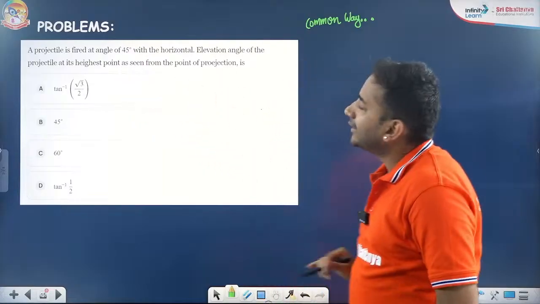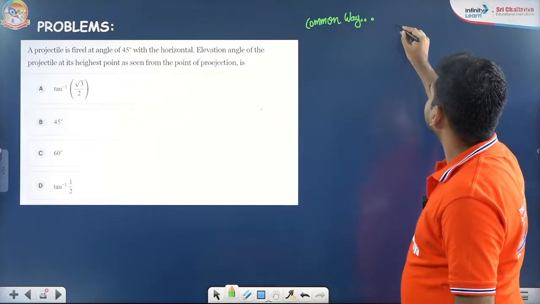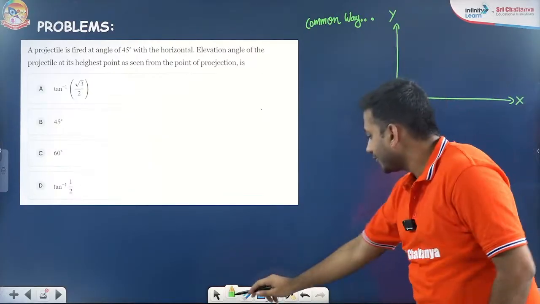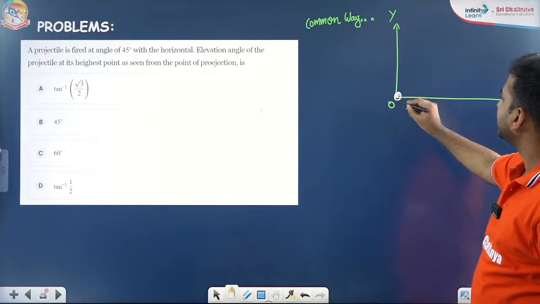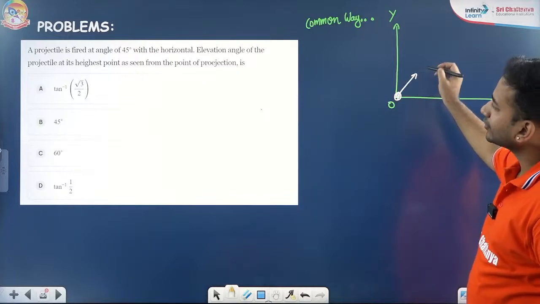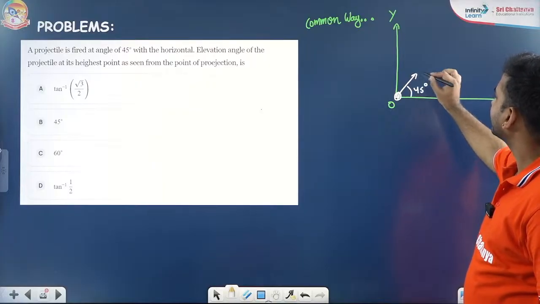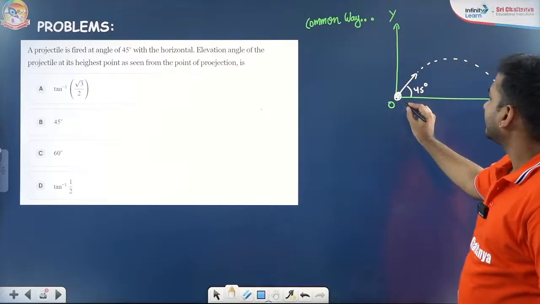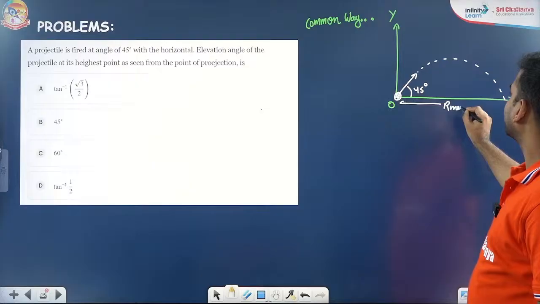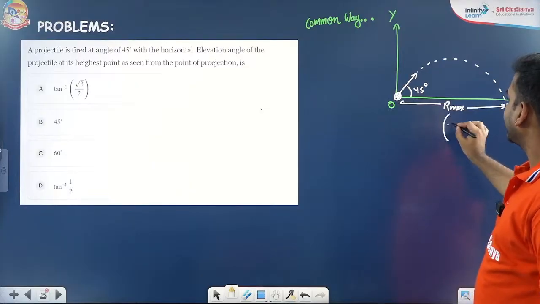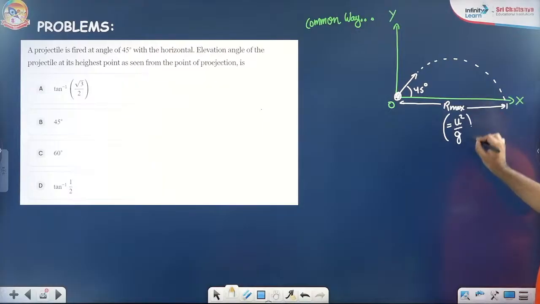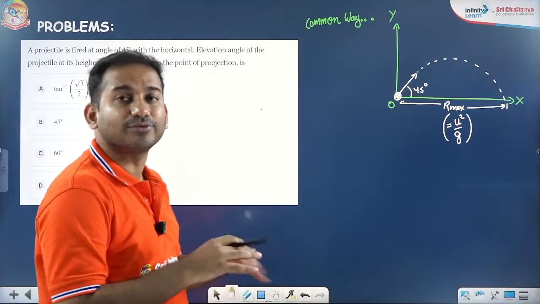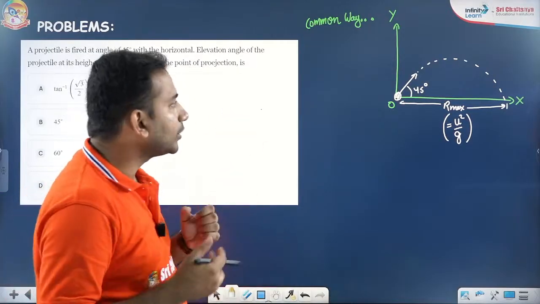A projectile is fired at an angle of 45 degrees with the horizontal. X-axis, y-axis, origin. What is so interesting regarding the 45 degrees part, sir? I will say this theta is 45 degrees, and the interesting part is that it will be R max here. Regarding the 45 degrees, it is R max, and you are supposed to remember R max, U square by G. If you don't remember the formula, then you can't do this so easily. You have to go through the entire big formula.